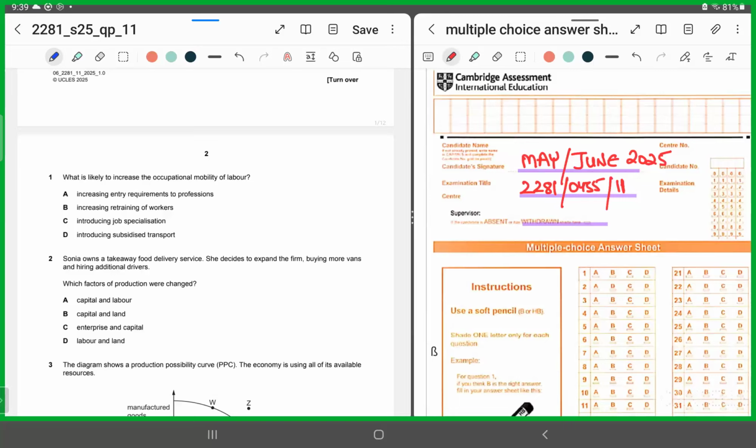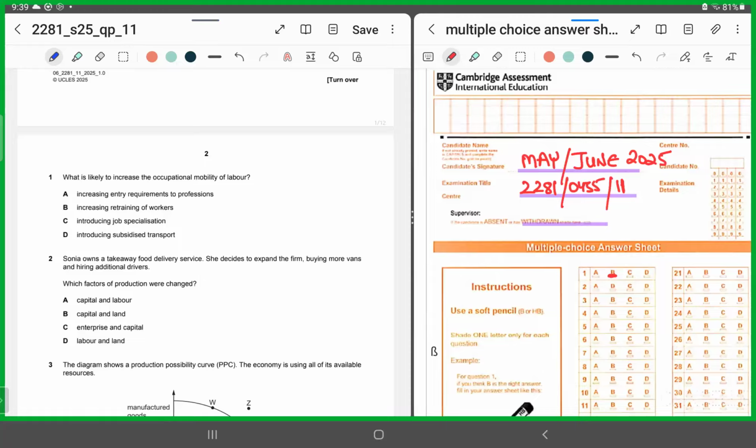Therefore, the correct answer for MCQ number 1 is option B, which is talking about increasing retraining of workers. That means improving the skill set. Therefore, in order to boost the occupational mobility of labor, retraining of workers is highly essential. So for MCQ number 1, we'll shade in B as the correct answer.